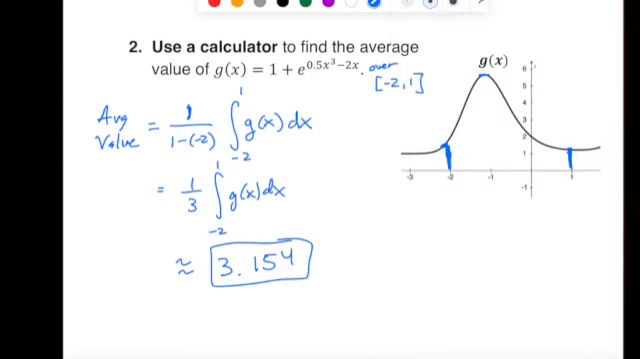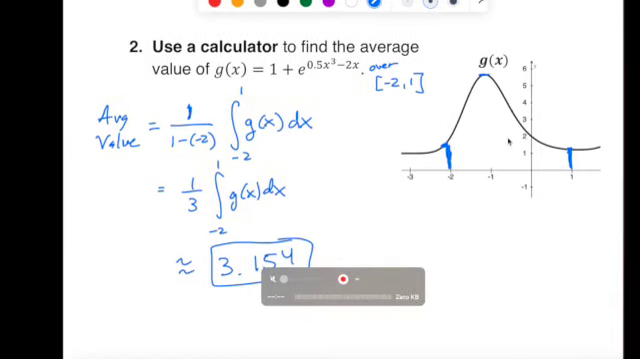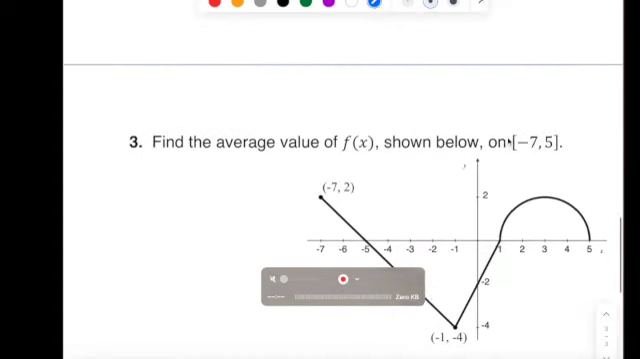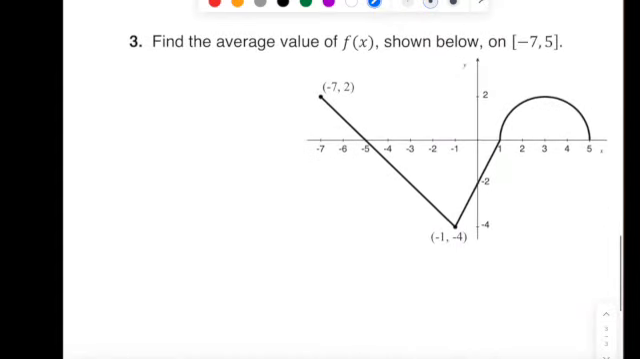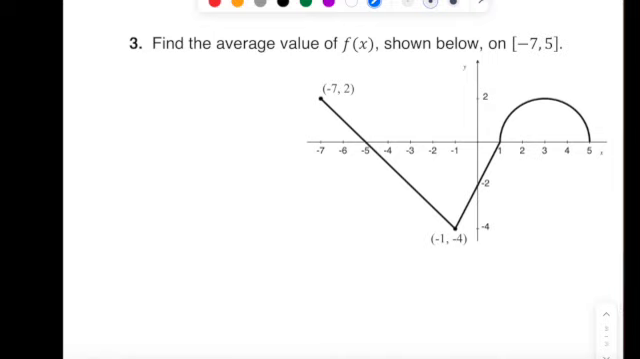Okay, now let's go on to the last problem here, just so we see a full variety. We did one completely by hand, and now we did one with a calculator. Now we're going to do one by hand from a graph. So there's no equation, but we're asked for the same concept though, average value of f of x on the interval -7 to 5.